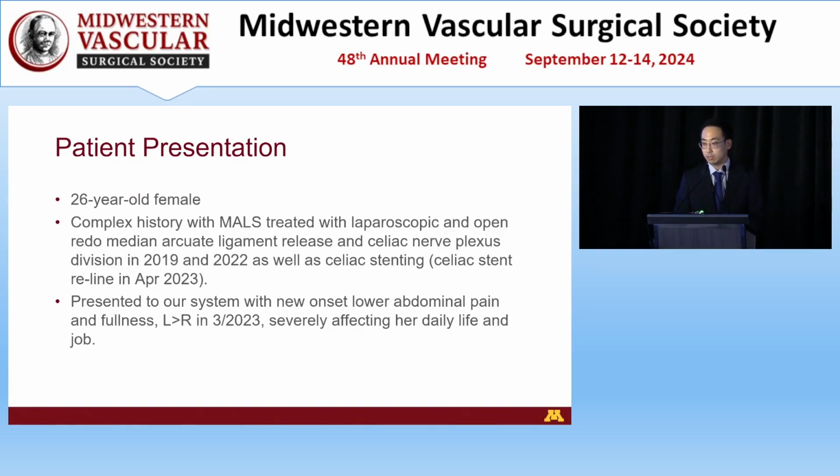So for patient presentation, this is a 26-year-old female with no significant past medical history except a complex history of MALS, treated with laparoscopic and open median arcuate ligament release and celiac nerve plexus division in 2019, followed by a repeat in 2022, and also celiac stenting at an outside hospital. She presented to our hospital system with new onset lower abdominal pain and fullness, left-sided more so than right, in March 2023, severely affecting her daily life and job.